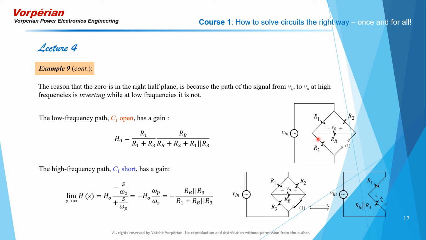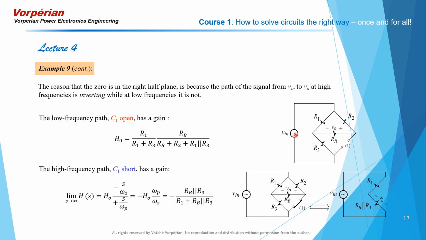And that's because we have two paths from the excitation to the response. One that is dominant at low frequencies, it's a non-inverting path, and one that is dominant at high frequencies, which is an inverting path. And the right half plane zero is the one that takes care of it. As you can see in this expression of our transfer function at very high frequencies, where the capacitor begins to act like a short circuit, the one term dominant drops out, and you're left with a negative real transfer function at high frequencies. That's why we have a right half plane zero.